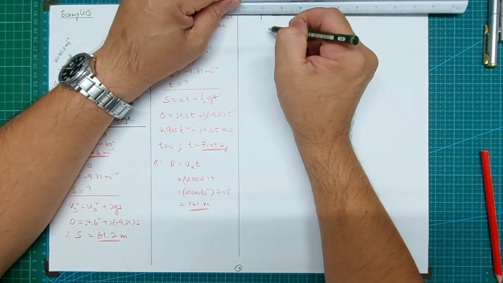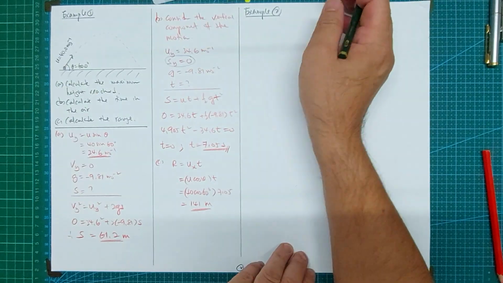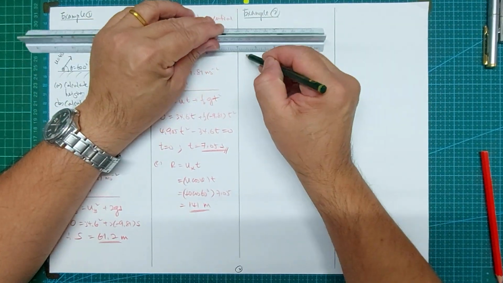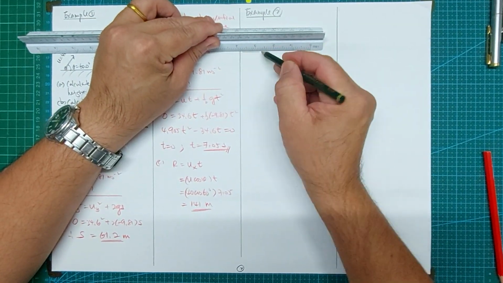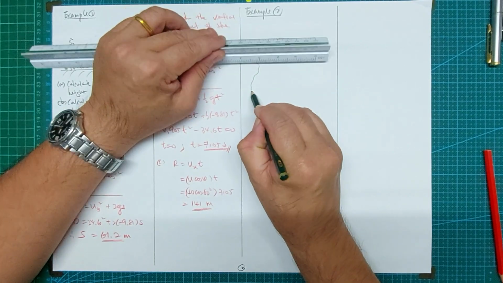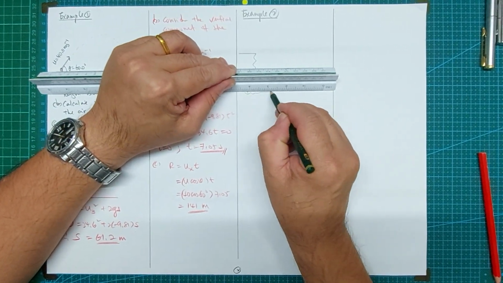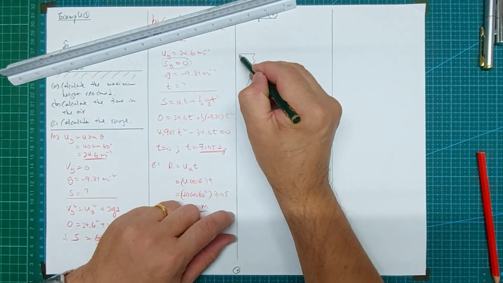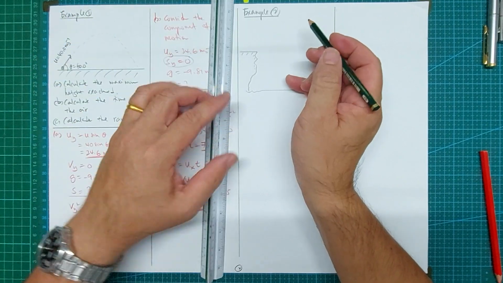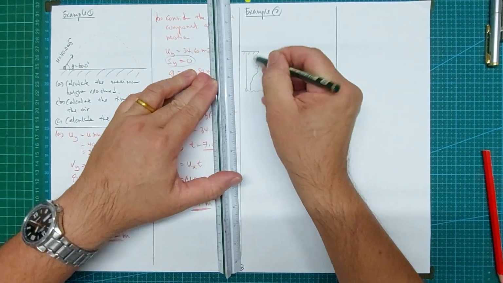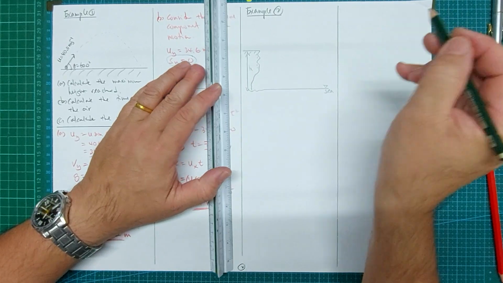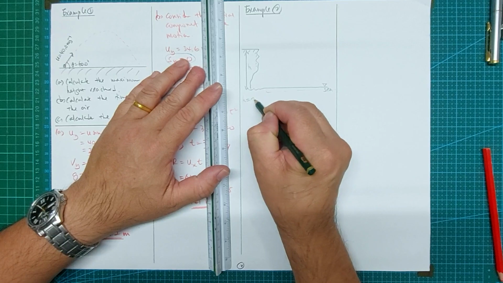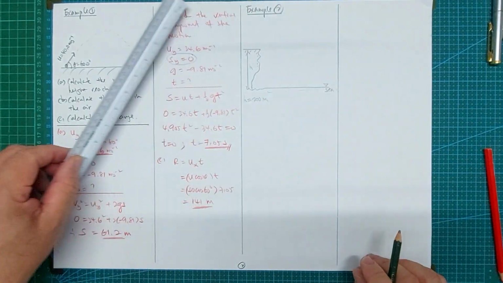So example 2, I'm going to increase the difficulty. Now I'm going to launch an object from the cliff. Okay, from a cliff. So here is my cliff, and then the sea, water. Okay, the sea surface is here. This is our cliff, and the cliff from the sea surface has a height h, and our h is equal to, let's say, 200 meter. Okay, 200 meter high cliff.